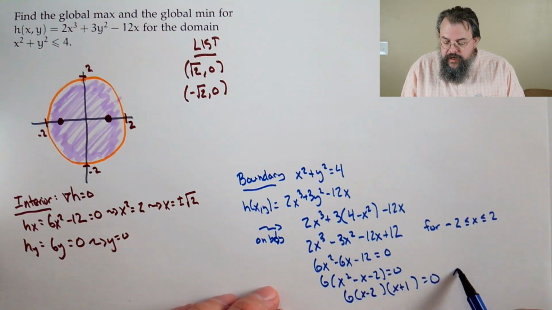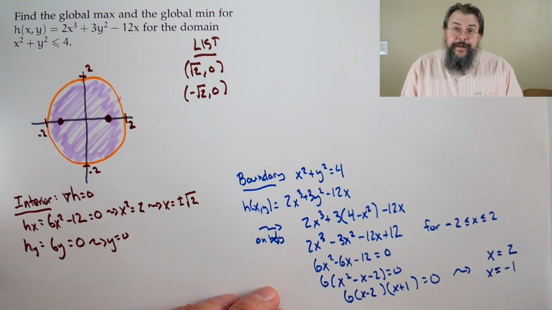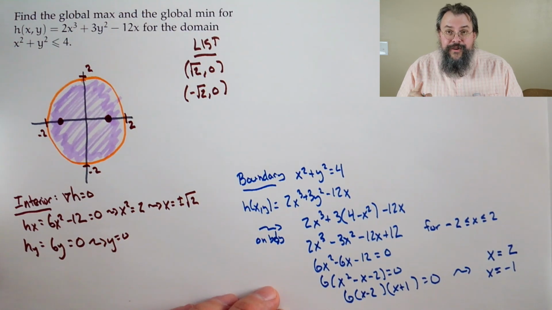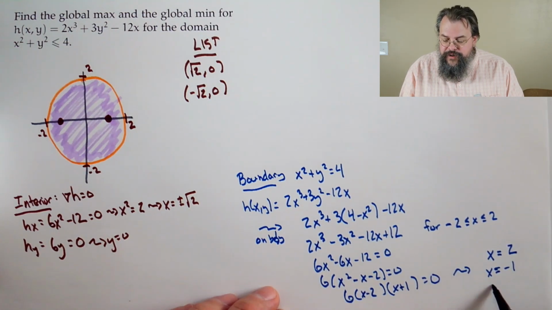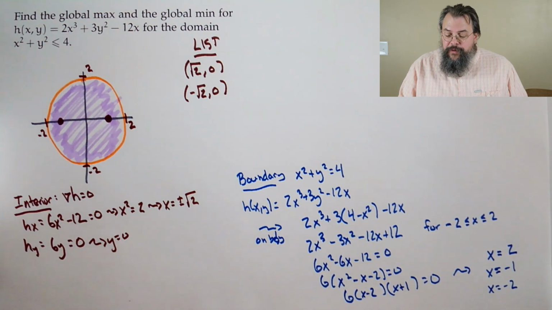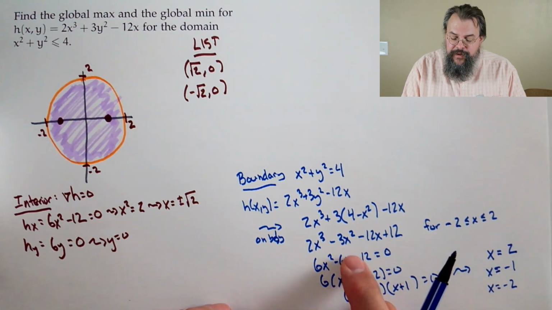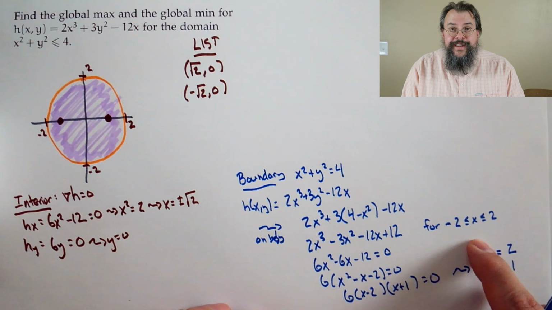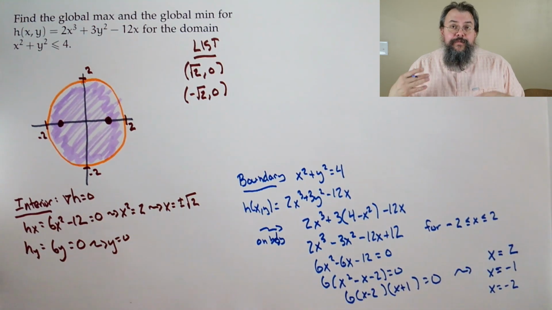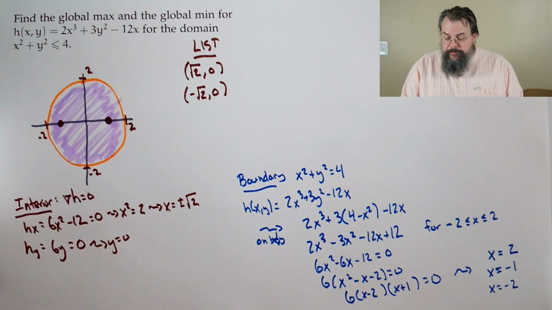And so we say, aha, that leads us to several possibilities, namely that x equals 2 and x equals -1. Now, one other thing we need to throw in there is x equals -2. Why should we throw it in? Well, because that's a boundary point for this one-dimensional constrained optimization. And so you should throw in the boundary points there. So in some sense, this is a boundary in 1D.